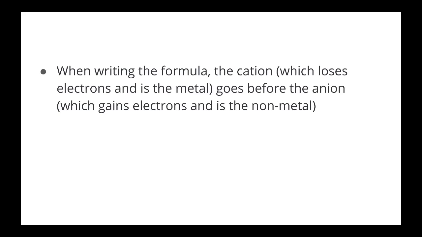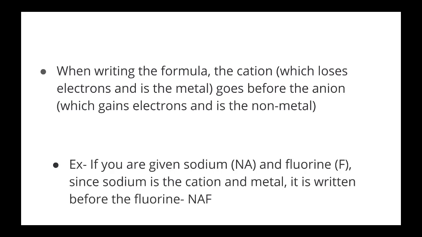So, one of the first helpful tips is when you're writing the formula, you always have to make sure the cation goes before the anion. The cation is the metal that loses electrons, and the anion is the nonmetal that gains electrons. So for example, if you're given sodium and fluorine, since sodium is the cation and the metal, it is written before the fluorine. So it is written as NaF because the Na, the symbol for sodium, goes before the fluorine.